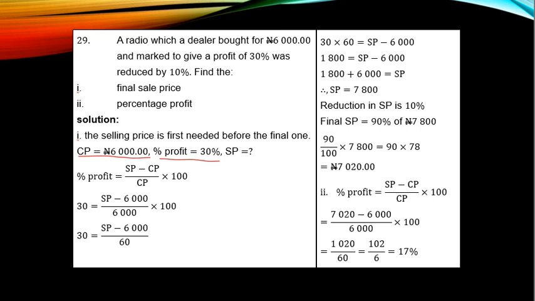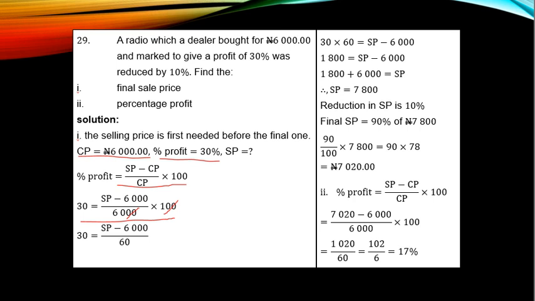If you recall the formula for percentage profit, it is selling price minus cost price over cost price times 100. If you insert all the information given to you into the formula, you have it this way. This 60 here is 20 for 100, removing 20 for 6,000. So you are left with 30 equal to selling price minus 6,000 all over 60.